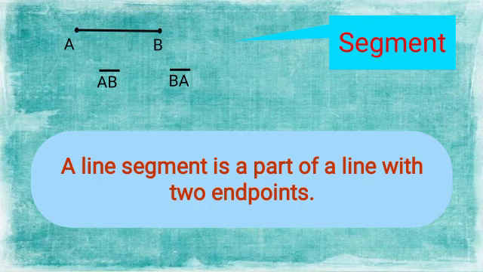Here the third is line segment. A line segment is a part of a line. It has two distinct endpoints. It does not go on forever. As you can see here the line segment is AB. So you can write it as AB or you can write it as BA.